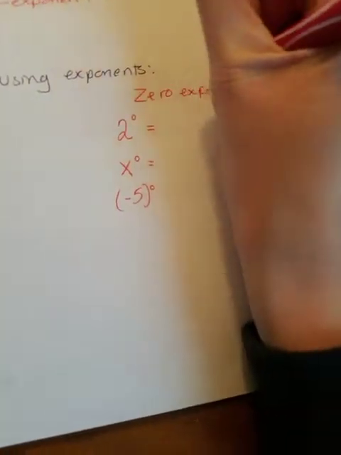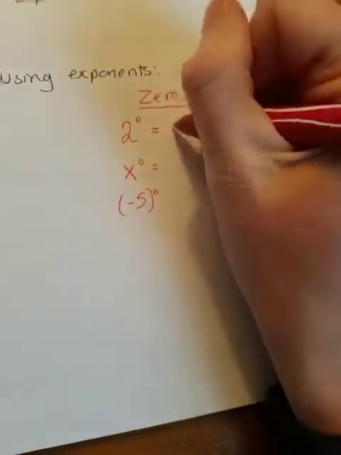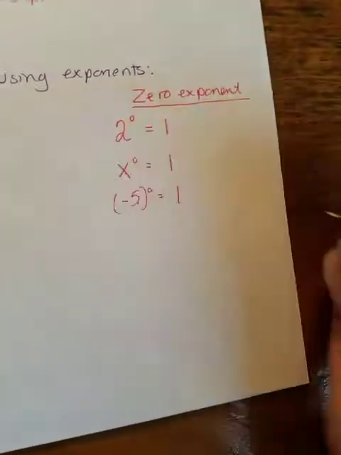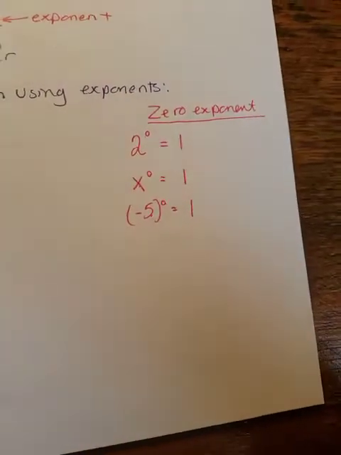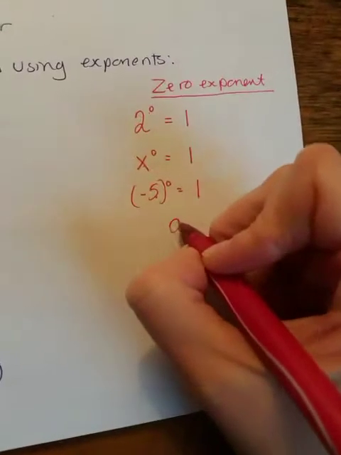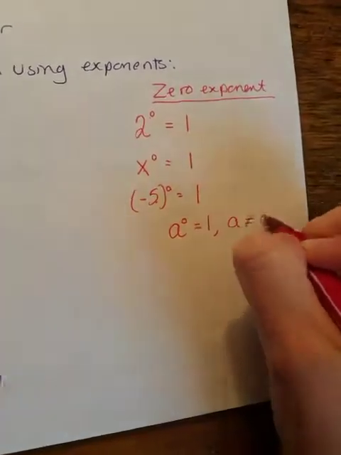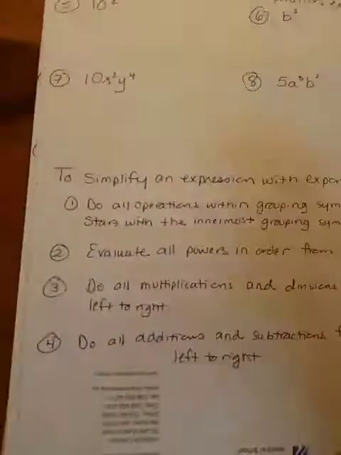But, so if we have the 0 exponent, okay, anything to the 0 is 1. So 2 to the 0 is 1. X to the 0 is 1. Negative 5 to the 0 is 1. The only number that doesn't work here is if you had 0 to the 0. So as a rule, a to the 0 power equals 1, where a cannot be 0. I think I might have got ahead of myself, and that's another lesson, but I think it's worth mentioning here. Okay, back to exponents. Here we go.